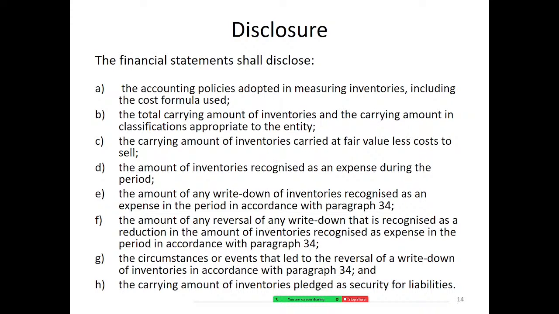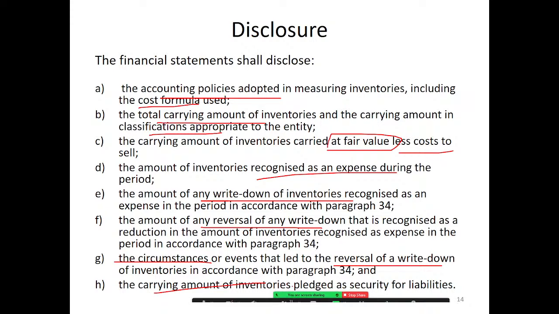So the disclosures according to LKAS 1 and LKAS 2. What are the accounting policies adopted to measure inventories, including the cost formula, whether it's the FIFO method or the WAC method or another specific cost method; the total carrying value of inventories and its classifications; the carrying amount of inventories at fair value, so NRV, right? The amount of inventories recognized as expenses; if there are any write-downs, that should be disclosed. The amount of write-down of inventories, the amount of reversals of any write-down, and the circumstances or events that led to the reversal. So you have to explain the circumstances also, and the carrying amount of inventories pledged as security for liabilities. So that's all about LKAS 2.